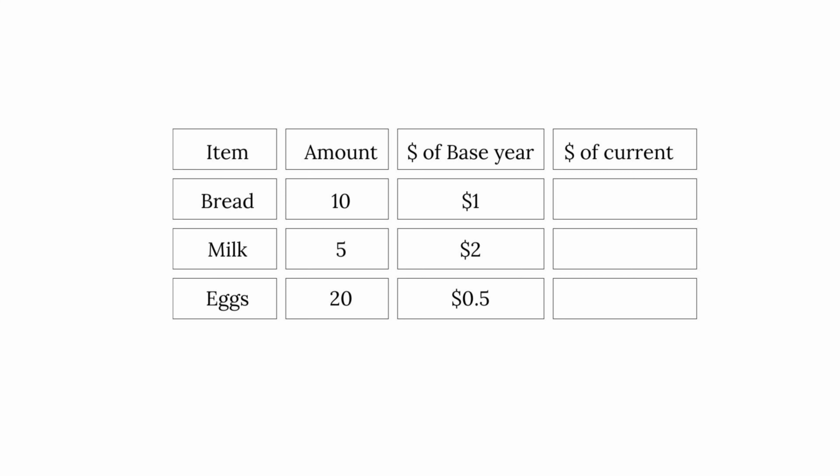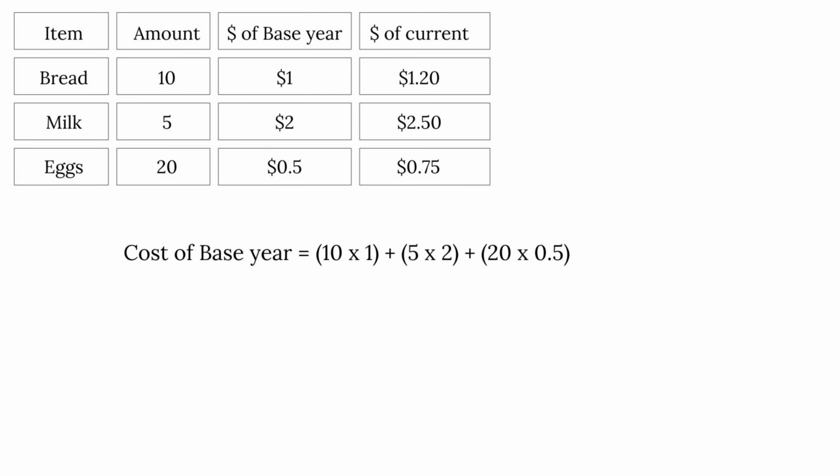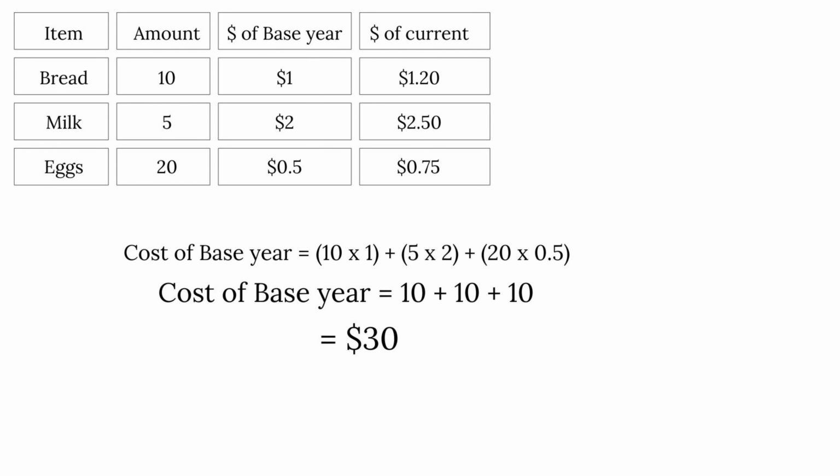Let's say you looked at these items you bought from the grocery store, their amounts, and the money in the base year you were looking at. Then, 2 years later, you look again, and you were now given the money of the current year of one item. To find the market basket, we have to first find the cost of the base year by multiplying the amount with the money in the base year, which will give us a whopping $30.